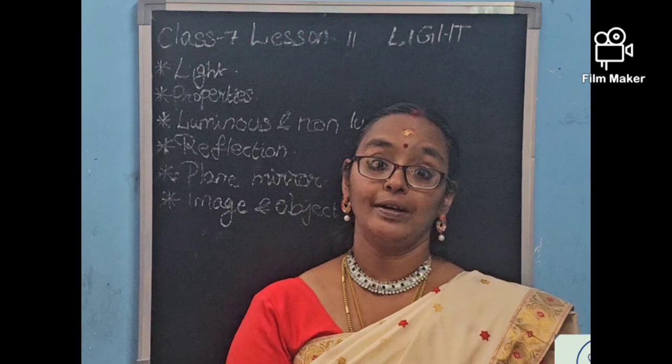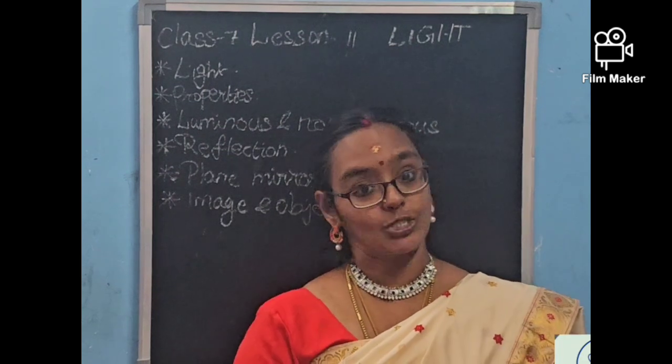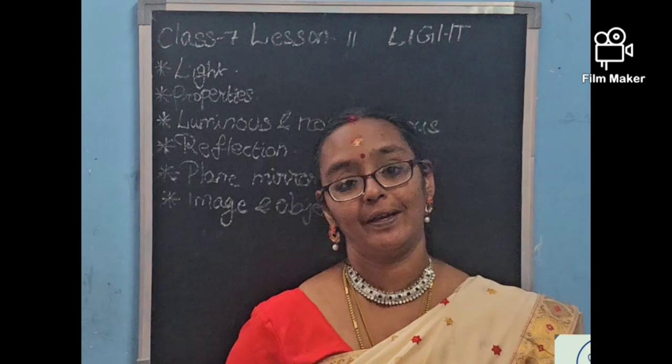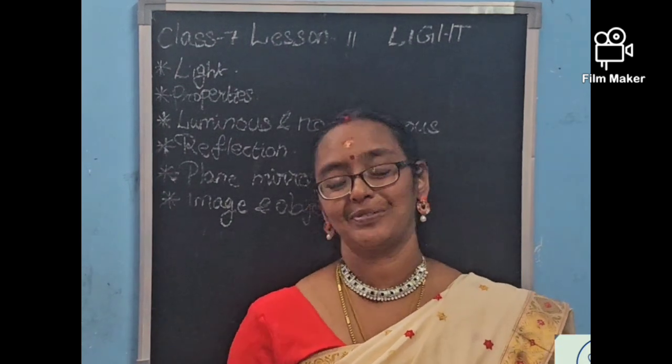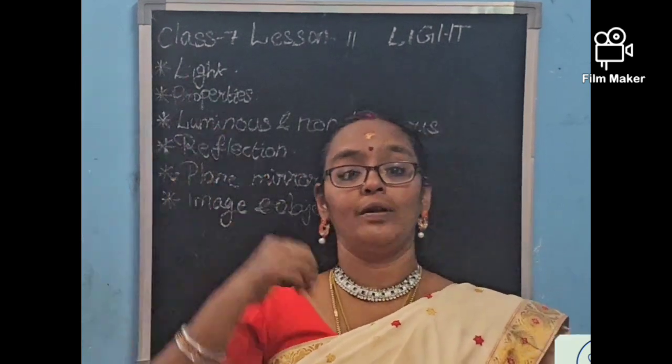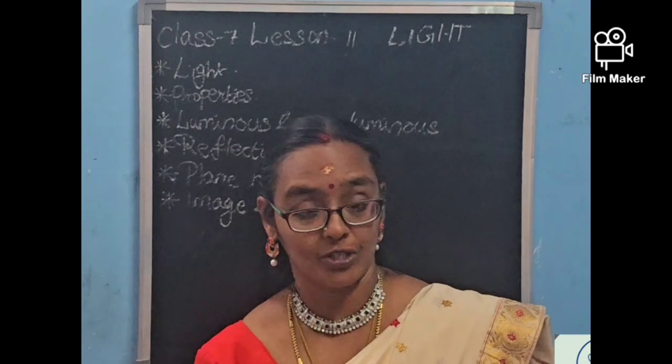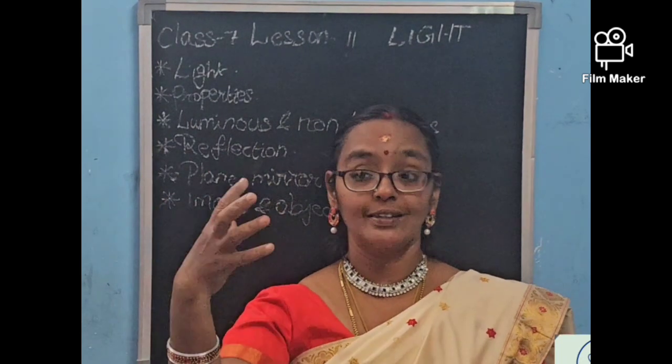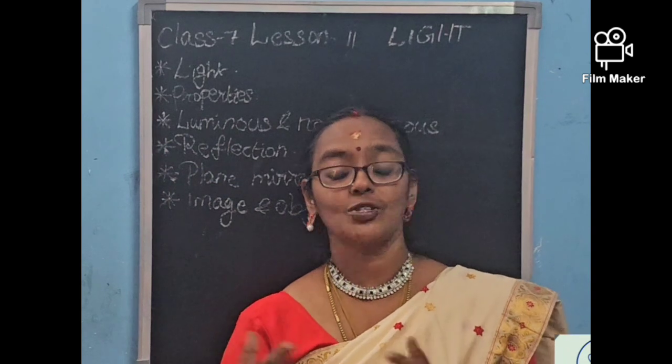Non-luminous objects are the ones which can't produce light of their own. For example, human beings, can we produce light? No, we can't produce light. Then desk, bench, table. Then the moon. The moon is a non-luminous object. It glows only when the sun's light is falling on it. It does not have its own light.